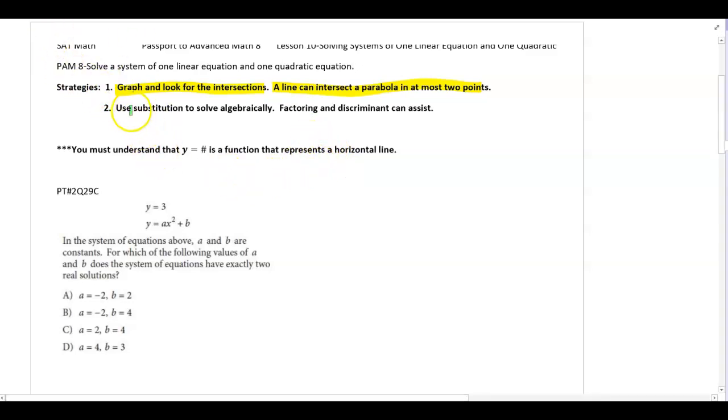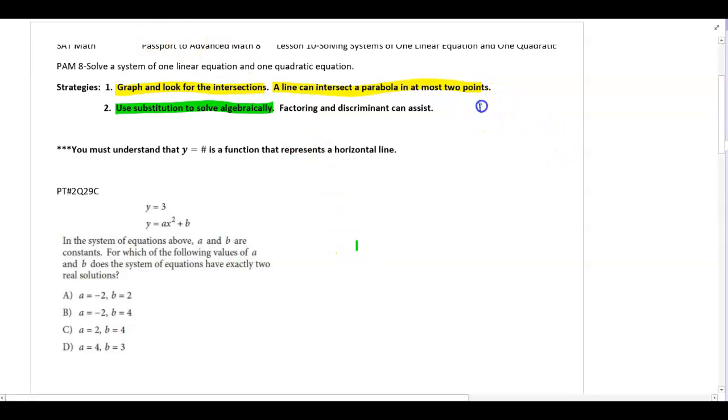Next, you could use substitution. In a lot of these problems, the substitution method is going to be the best one for solving systems. Some things you might want to review are factoring and using the discriminant, which can assist.